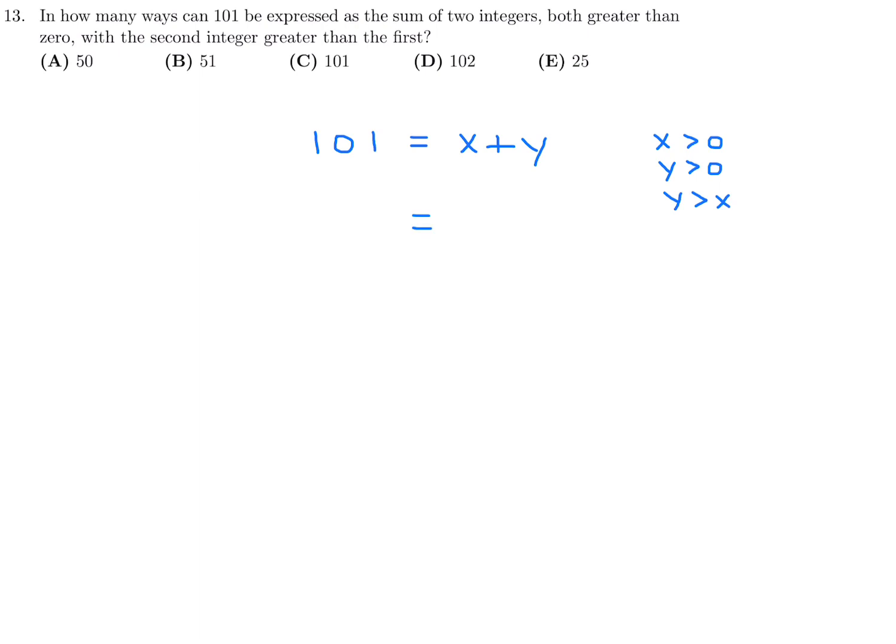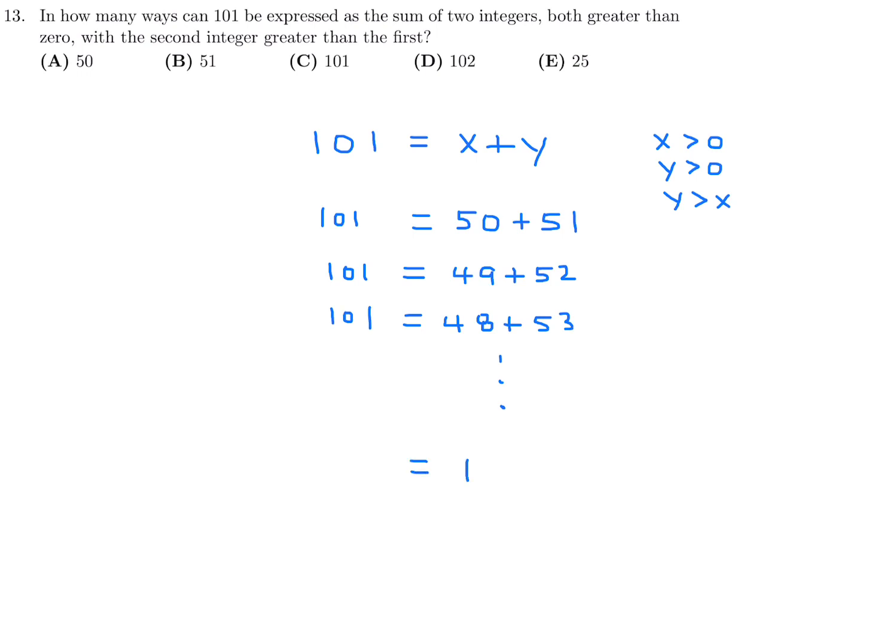So you fiddle around with this. I think the closest they can be is 50 and 51, right? And then that's it in terms of as close as they can be. And then after that, they start separating. So it becomes 49 plus 52, 48 plus 53, and then so on, dot, dot, dot, all the way down to the very end, which is the smallest value for x is 1, right? Because it has to be greater than 0. And they're both integers, right? So 1 and 100. Oh, sorry, 100 and 1. That would be the last one.